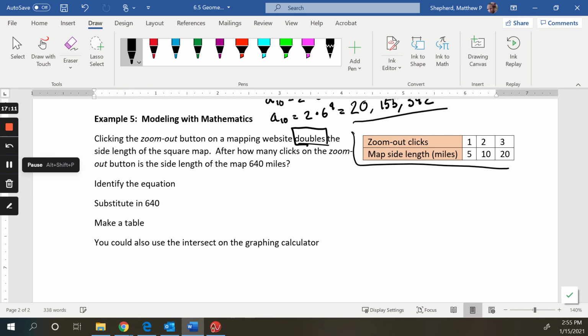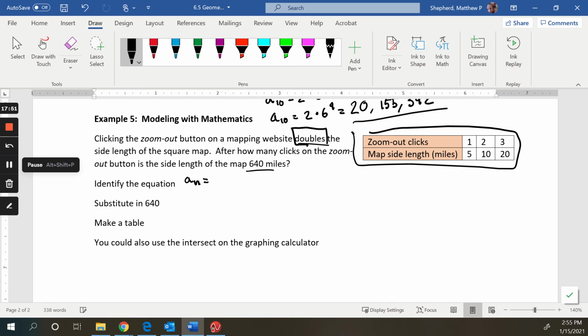Now they do give us a table here. So after the first zoom out click, the side of our map now represents 5 miles. After we zoom out again, it's now 10 miles. Zoom out again, it's now 20 miles. After how many clicks on the zoom out button does it then represent 640 miles? So in order to figure this out, it would be really helpful if we had an equation to do that with. So let's go ahead and use what we just learned.